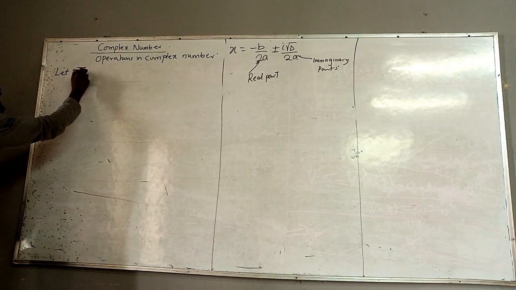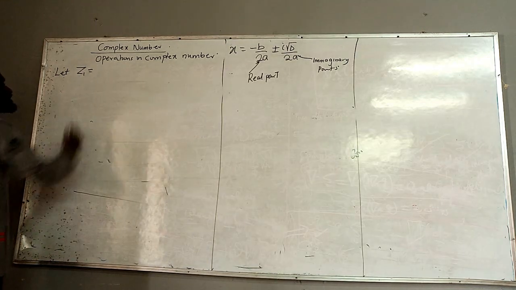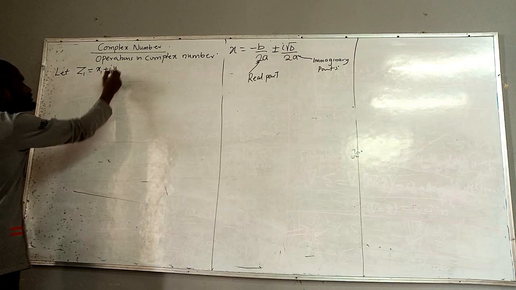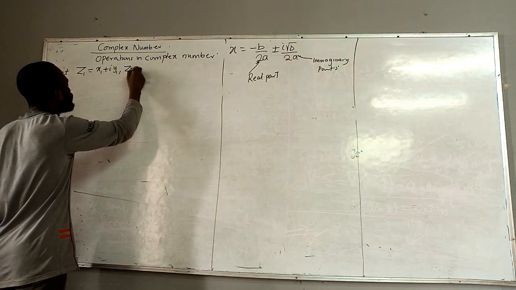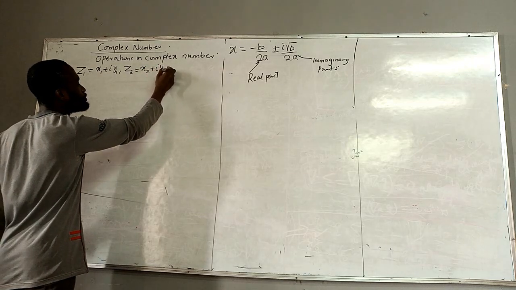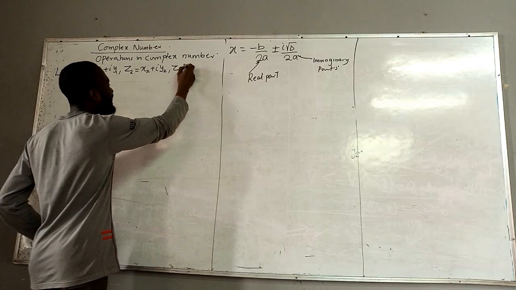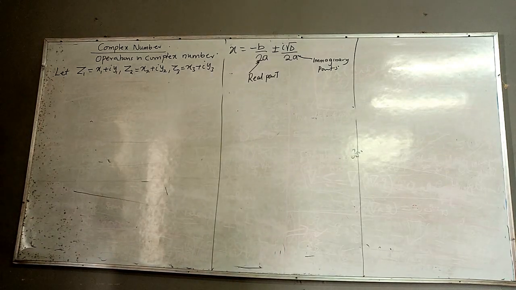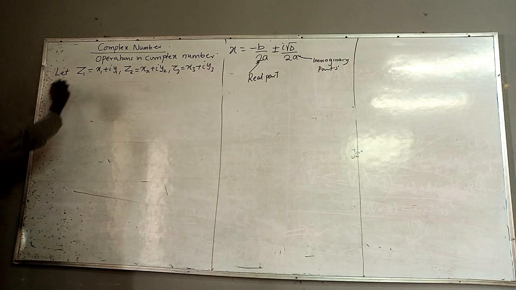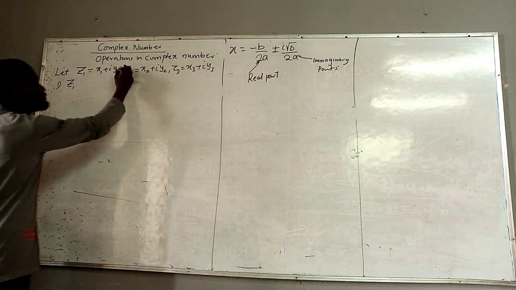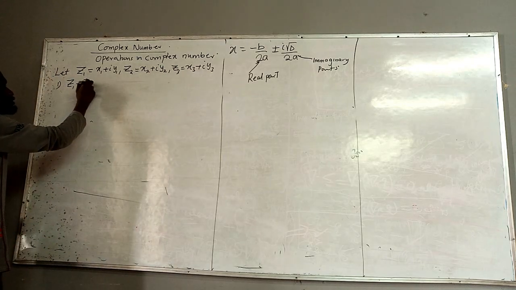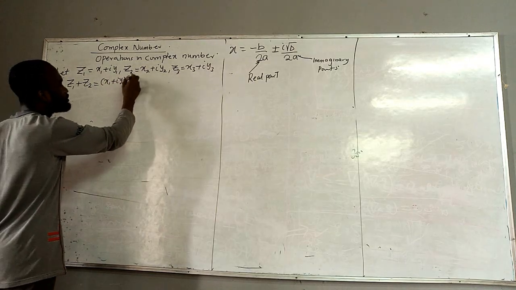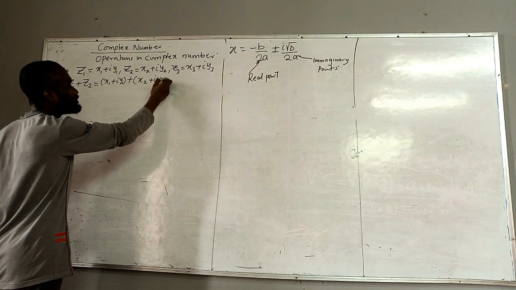Let Z1, the first complex number, be equal to x1 plus I y1, Z2 equals x2 plus I y2, Z3 equals x3 plus I y3. Now let's look at the operations. The first operation we want to look at is addition. Z1 plus Z2 will be equal to x1 plus I y1 plus x2 plus I y2.